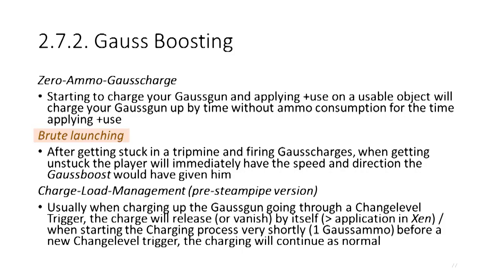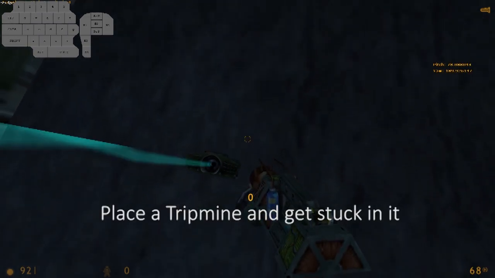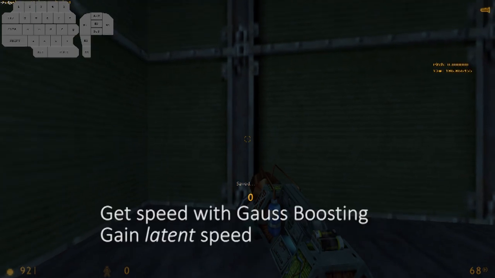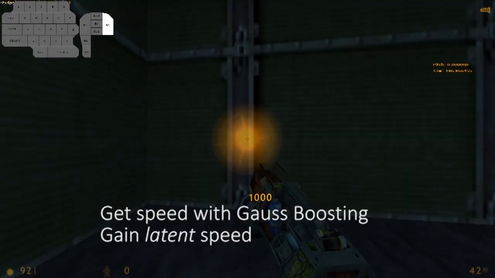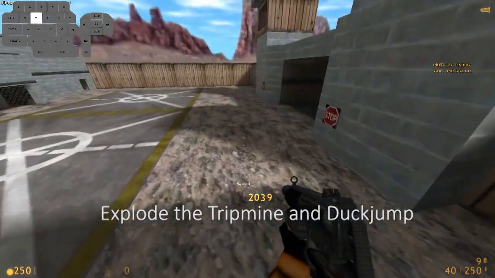Brute launching is a glitch not used in speedrunning mainly for the time it takes to set up. It consists of getting stuck on the side of a trip mine and boosting one or more Gauss charges. The added up speed the Gauss charges would cause remains latent until freed from the trip mine.